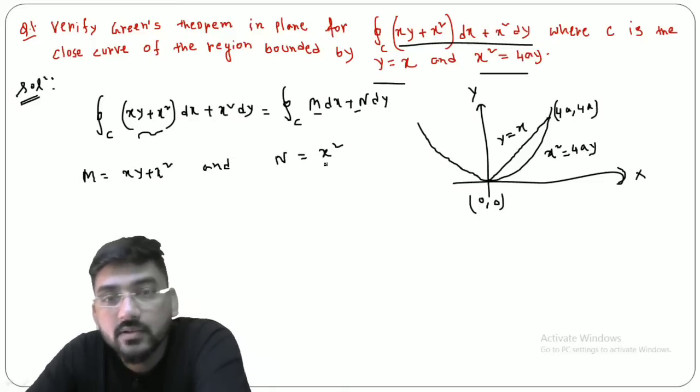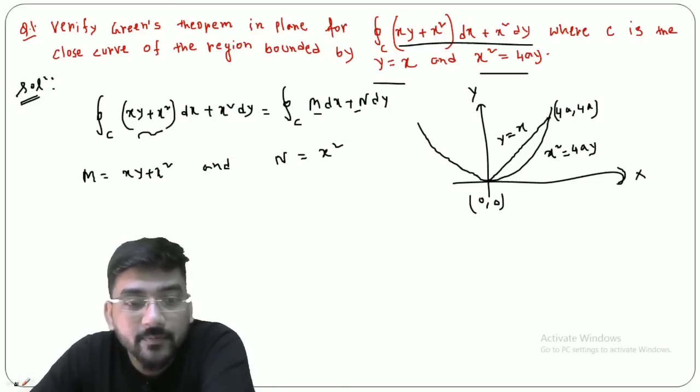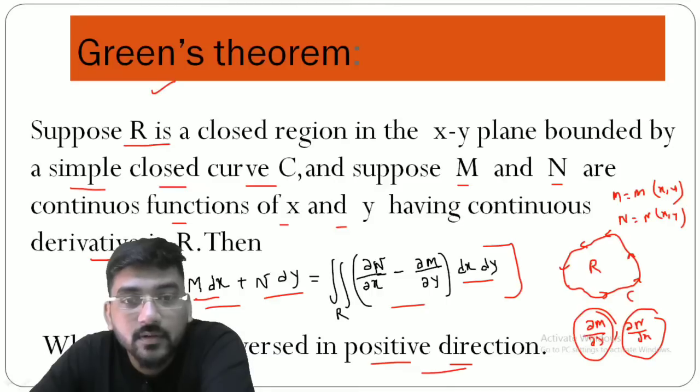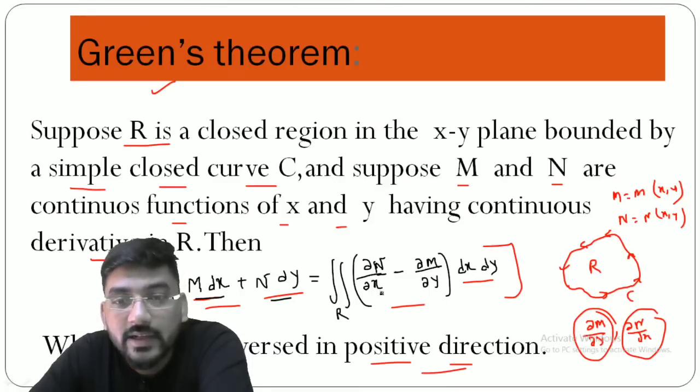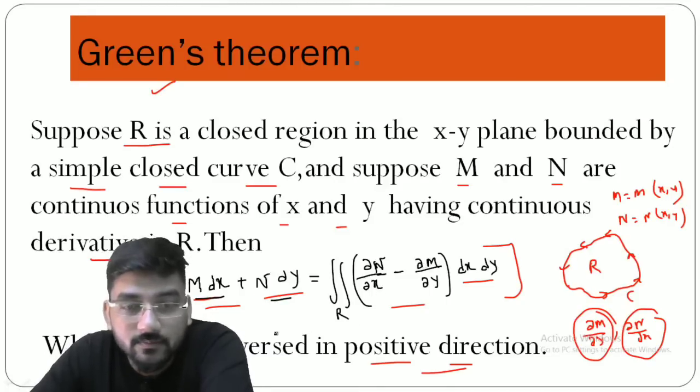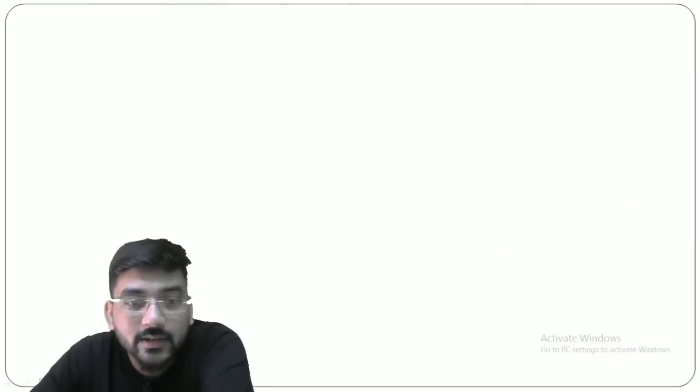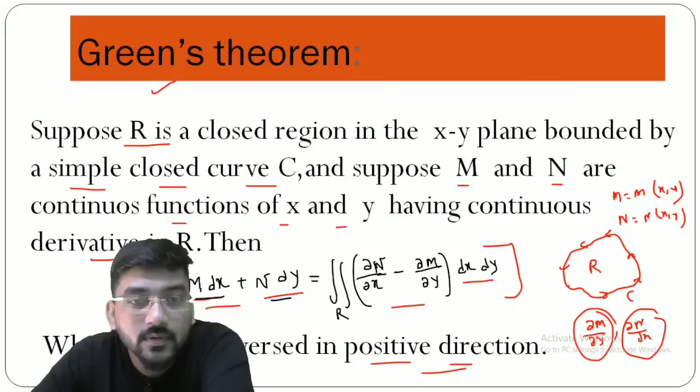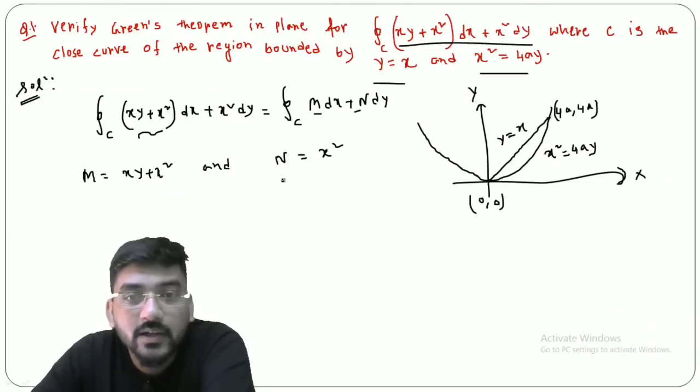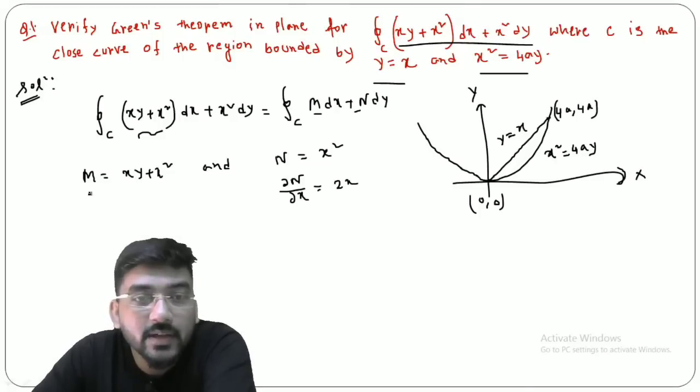Okay, N is equal to x square. So you can see that we have M dx, N dy, then we have del N del x and del M del y. So first we have to find out del N del x. So del N del x will be nothing but 2x, and del M del y will be x.